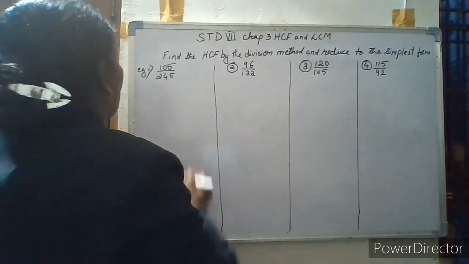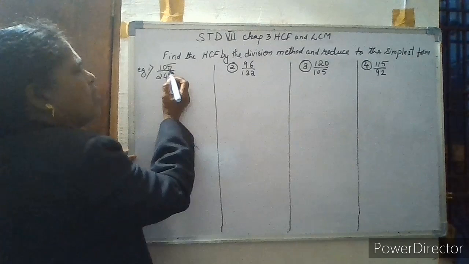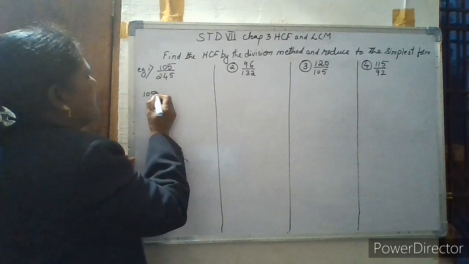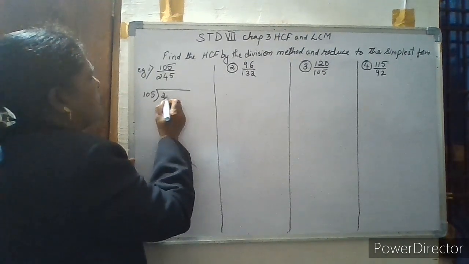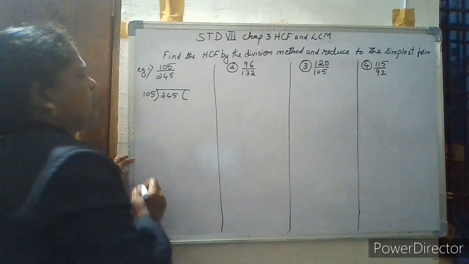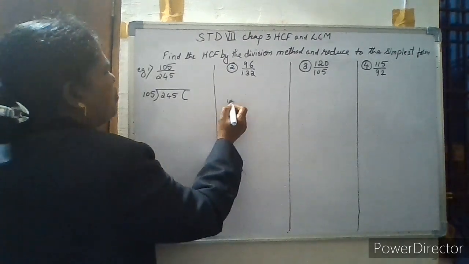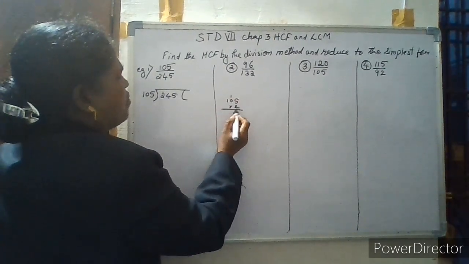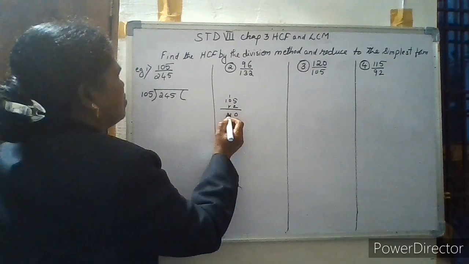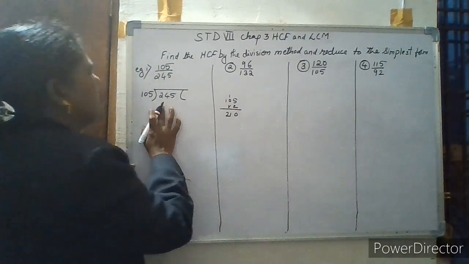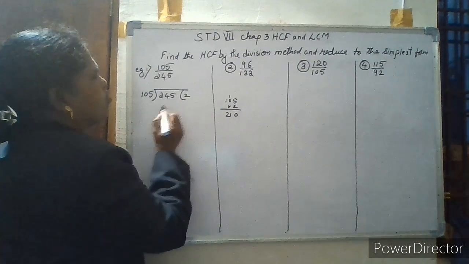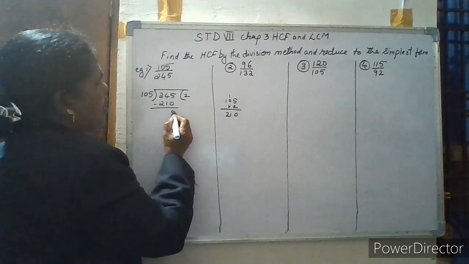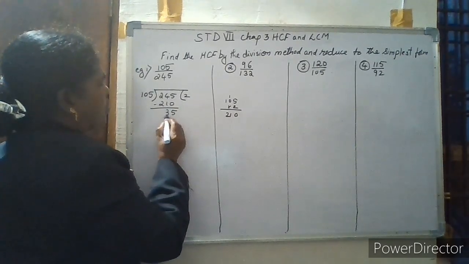Now you can see these two numbers. This number is smaller, so 105 becomes the divisor and 245 becomes the dividend. So 105 into 2 you do. 2 fives are 10, carry 1, 2 zeros are 0, 0 plus 1 is 1, 2 ones are 2. That gives 210, very nearest to this. So we can take 2 as 210. The remainder is 5 and 4 minus 1 is 3.